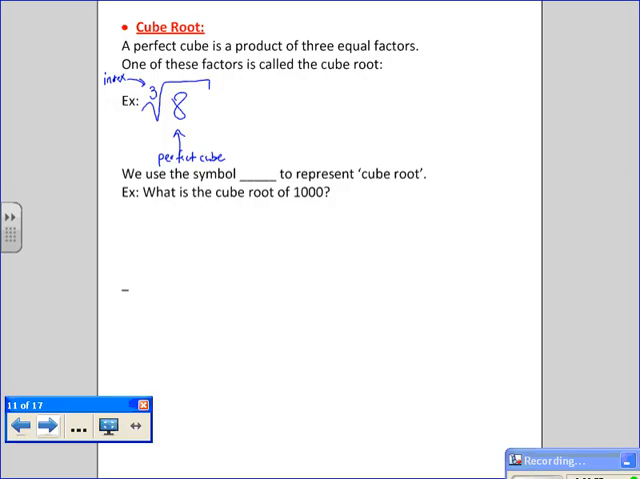So let's think about, well, what number multiplied by itself 3 times would give me 8? Well, it turns out to be 2. 2 cubed gives me 8. So 2 times 2 times 2, we write it like that as well. 2 cubed will give me the number 8, so 8 is a perfect cube. And by taking the cube root of a perfect cube, we're going to get back just one of those factors. So another way to say that is that taking the cube root undoes the cubing. So our answer to the cube root of 8 is 2.